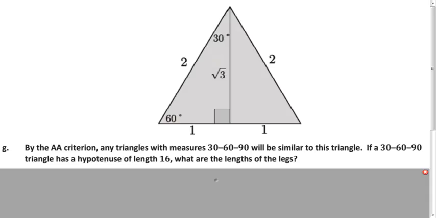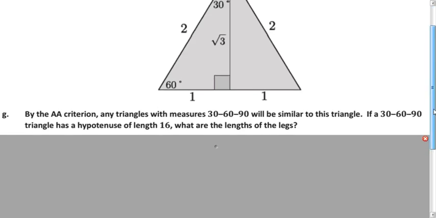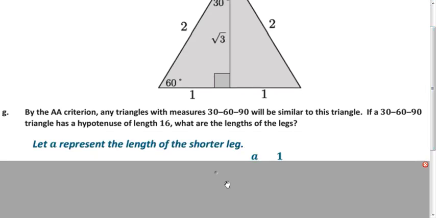And now we can use our within figure ratios to solve this problem. We know by angle, angle, any 30, 60, 90 triangle is going to have these same ratios when we compare their corresponding pieces. So if we know the hypotenuse is 16, what are the legs? The hypotenuse has length of 16, and we're looking for the legs. We know that the shorter leg to the hypotenuse is 1 to 2, so that's got to be the same as a over 16.